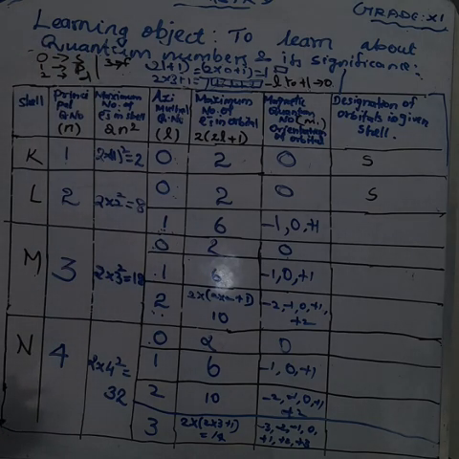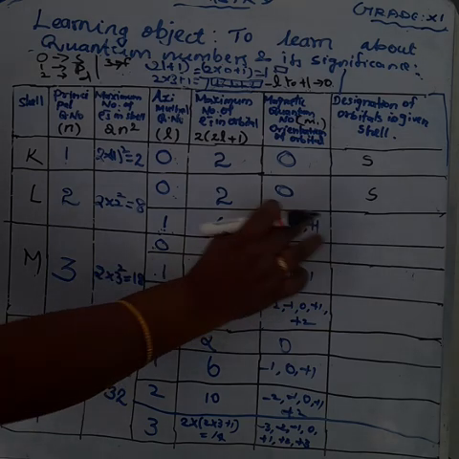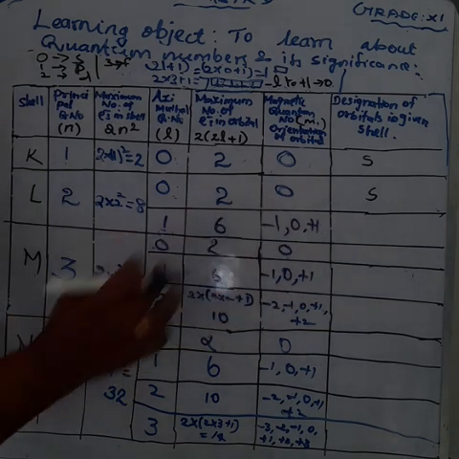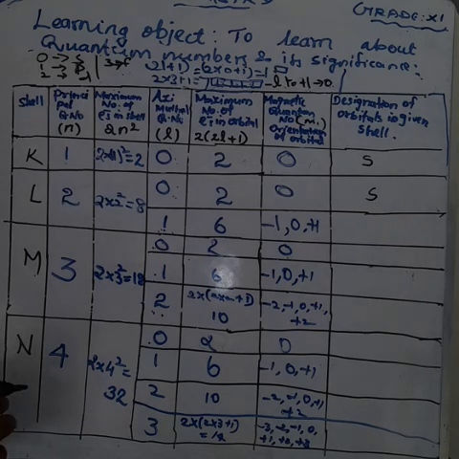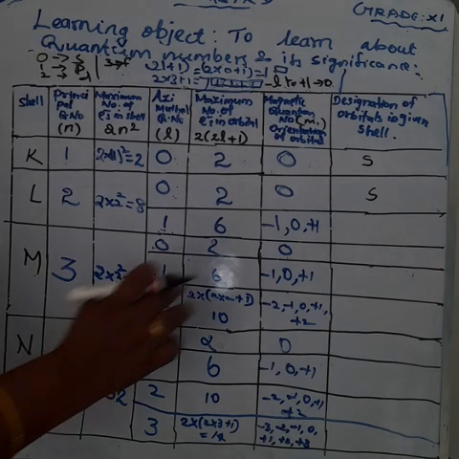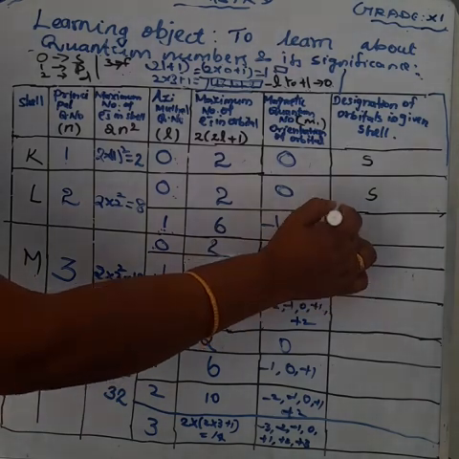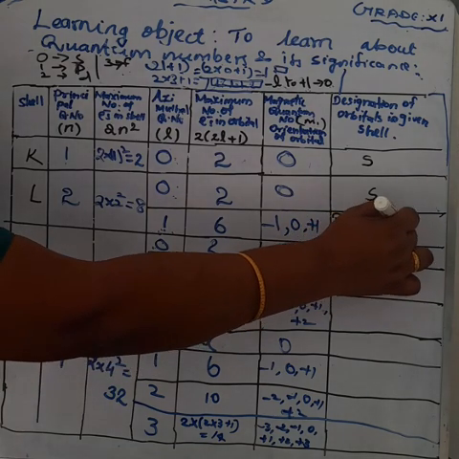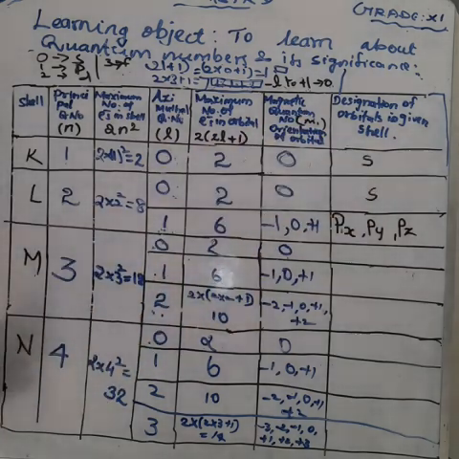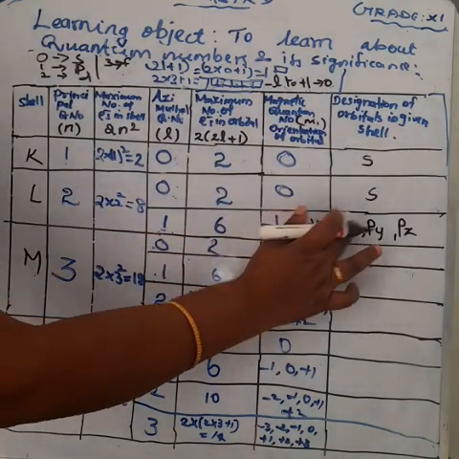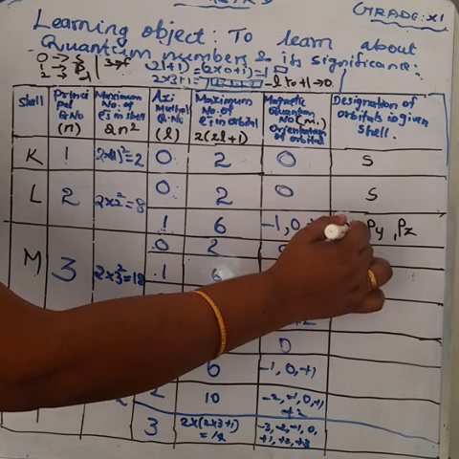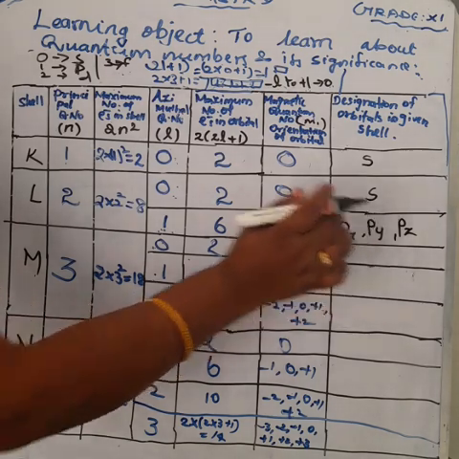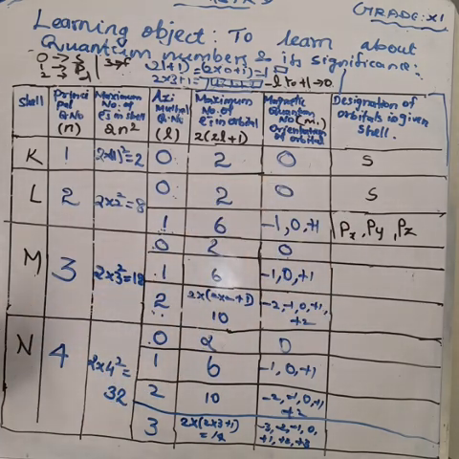P orbital, how many orientations can we write here? P orbital, 3 orientations: minus 1, 0, plus 1. How will you write the orientation here? For minus 1, Px. For 0, Py. For plus 1, Pz. So the designation of the P orbital is Px, Py, Pz.